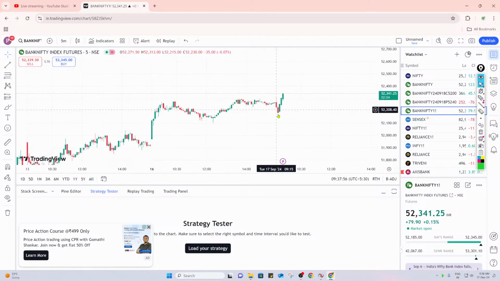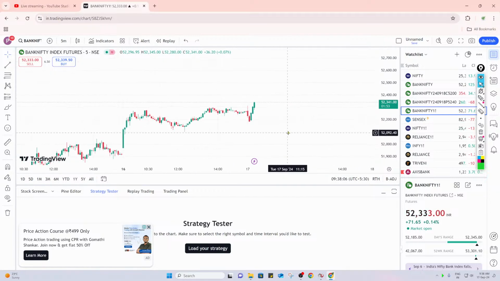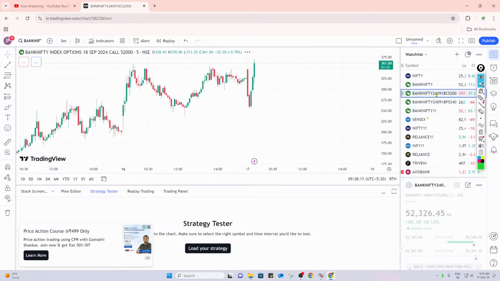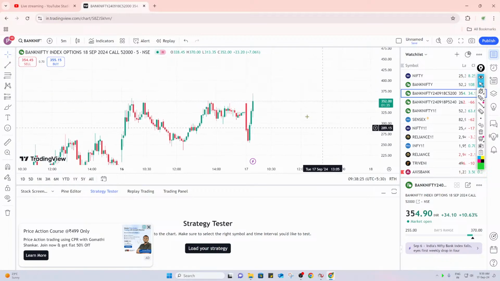These are 3 bullish candles formed here. However, there might be a little bit of downside, and the market is trending upward. We will see if we get a confirmation after this candle. This is Bank Nifty futures. You can see 52,330. We have taken position in 52,000 call, and from 280 it has gone to 355. It touched 380, but still we have not covered.